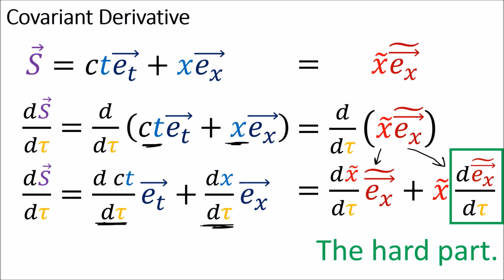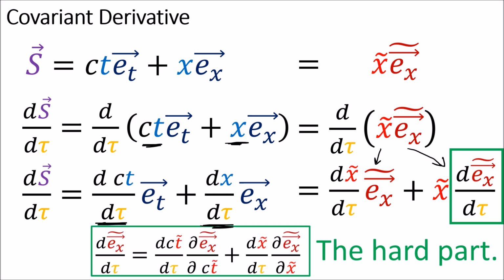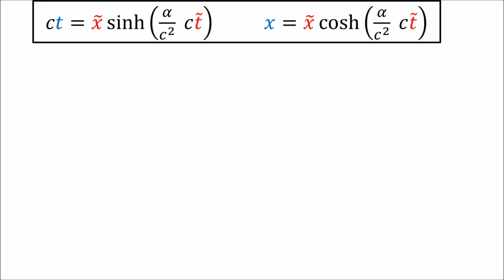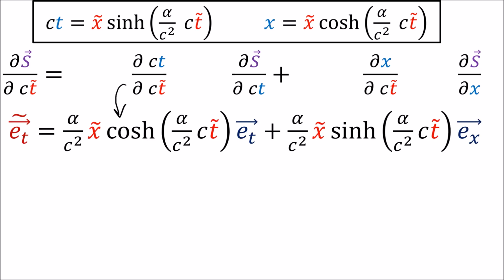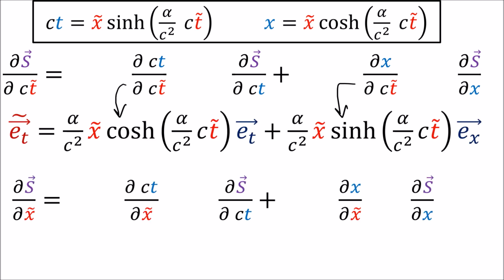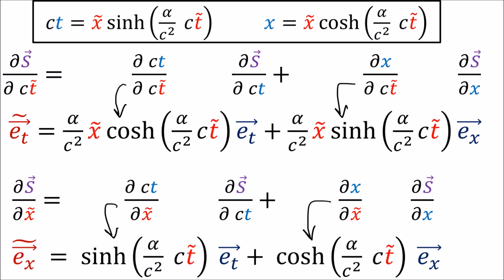To make it a bit easier, we can use multivariable chain rule to break this derivative down into 2 parts. Our new job is to figure out the derivative of the e_x tilde basis vector in the direction of the ct tilde coordinate and the direction of the x tilde coordinate. Remember, using multivariable chain rule, we already found the equations of the Rindler basis vectors in terms of the inertial basis vectors.